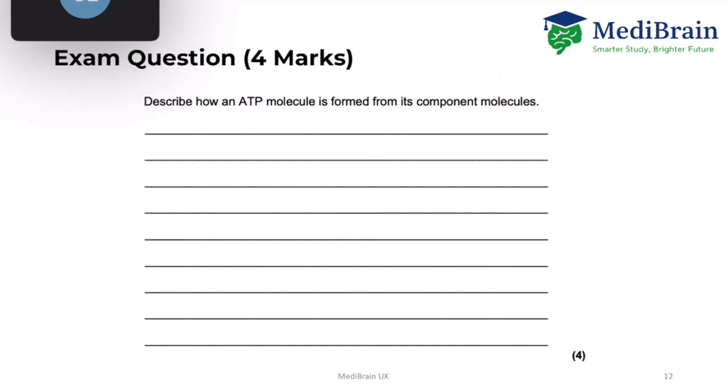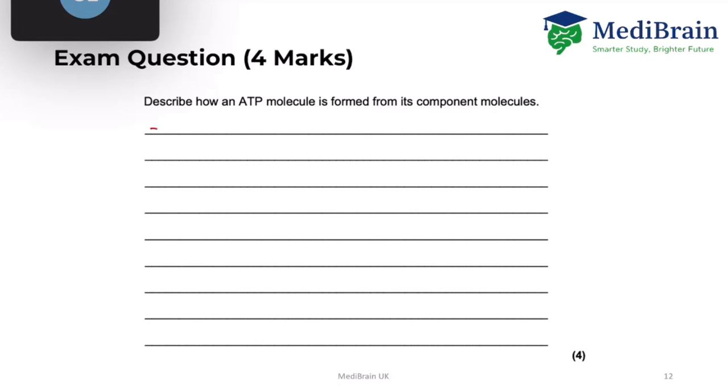Okay, another 4 mark question. This is our penultimate question. It says describe how an ATP molecule is formed from its component molecules. Okay, so what are the component molecules? There is adenine, there is ribose, and there are 3 inorganic phosphates.